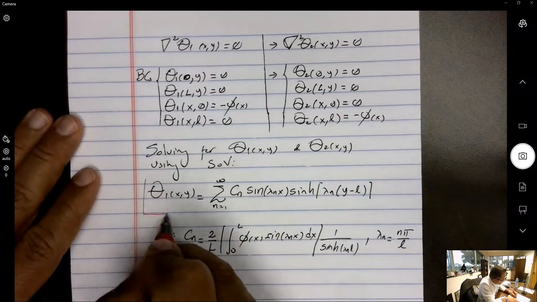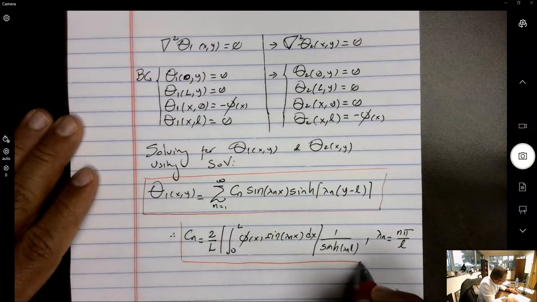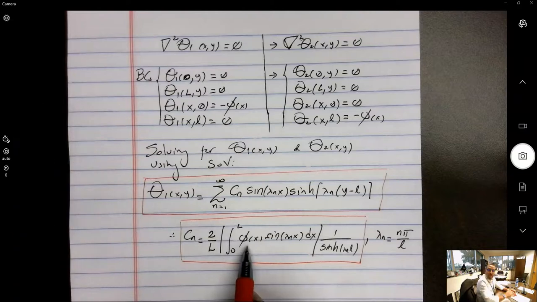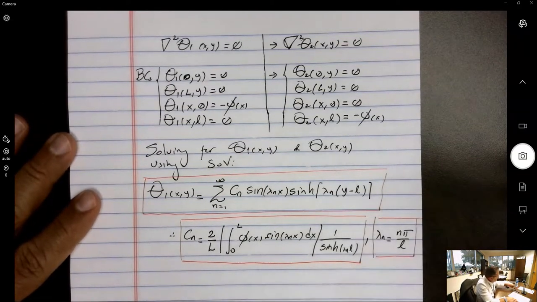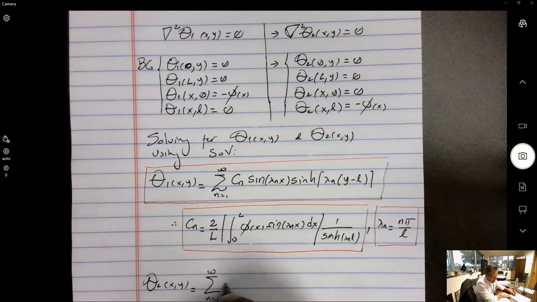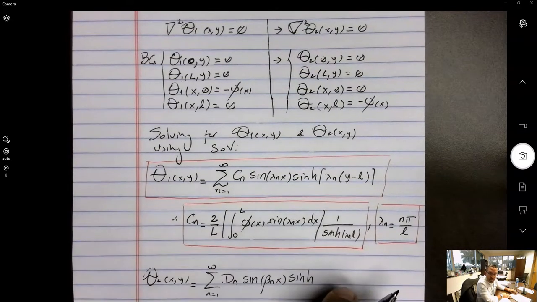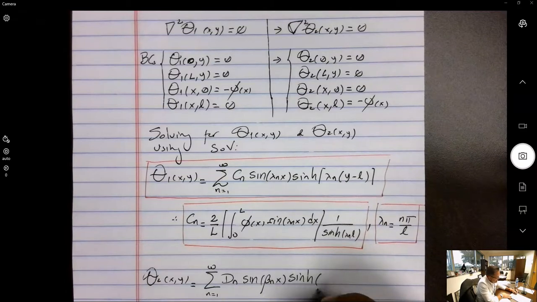So this is a solution for theta 1, where this is a constant of integration, which we can integrate analytically very easily. Remember, this is a quadratic function, so we have to do integration by parts, or we can just let MathCAD do it for us. And similarly, theta 2 of x, y would be the summation from n equal 1 to infinity of dn times the sine of beta n x sine hyperbolic of beta n y. So see, the eigenfunction is in the x direction in both cases, because the x direction is the homogeneous direction.